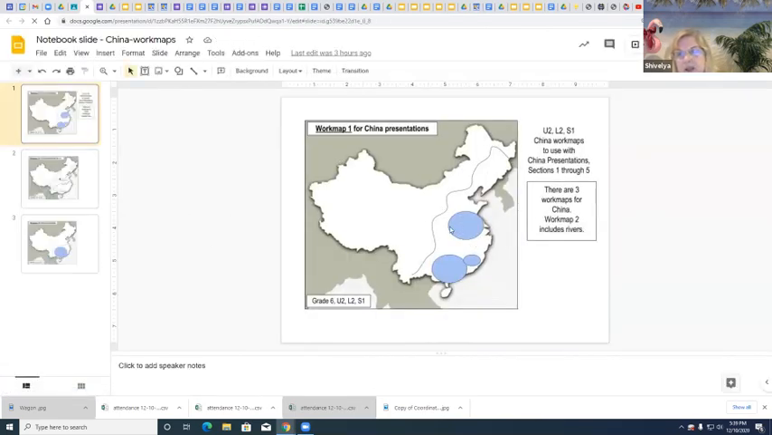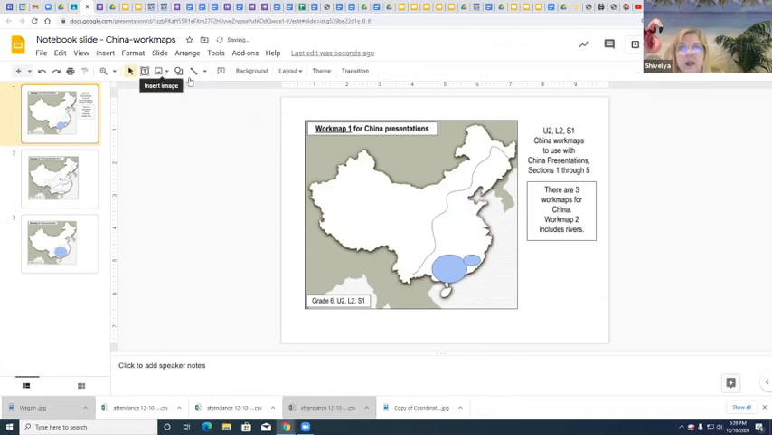So this was a blank map, and we needed to add some information about the population density, where there were large groups of people living in China. So it's a Google slide. That's the first thing I had to do. And then I can just clear some of this stuff out.